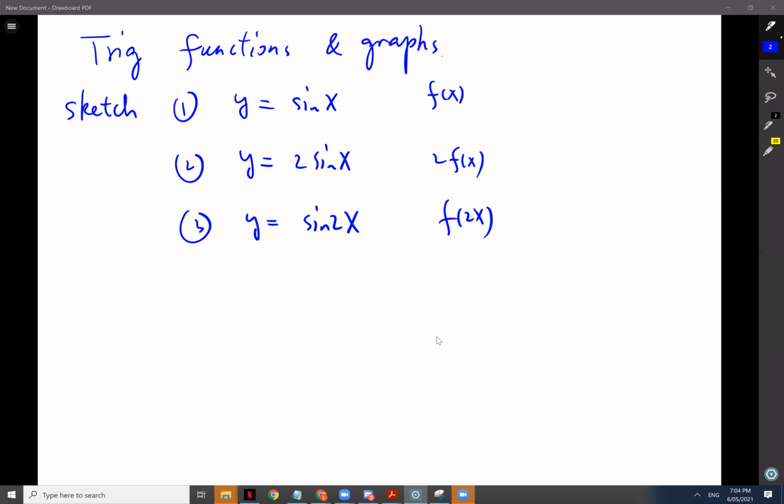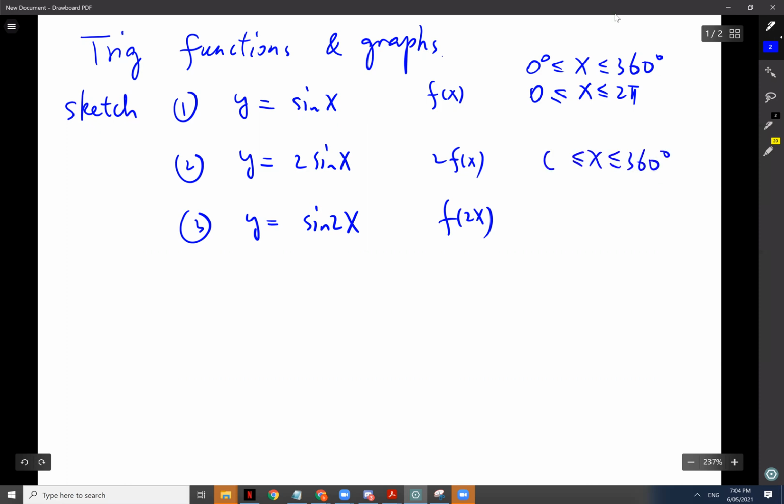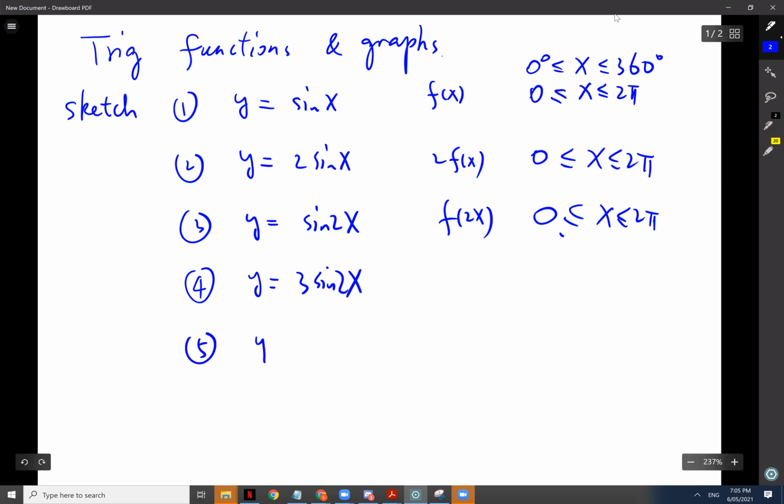Sketch graph. Normally we have domain x just between 0 and 2 pi, or 0 degrees to 360 degrees. The radians thing we learned last year. For higher level, we better use radians. Try to sketch the graph for sine. Okay? Try to sketch the graph. Next one, how do you sketch this? Next one, how do you sketch?